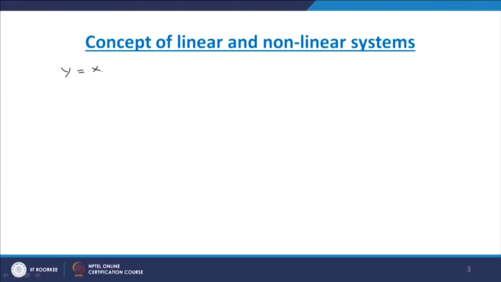Sometimes we say that y equal to x or y equal to mx. So, this particular system is called a linear system, but when we are saying y equal to x square, this is a nonlinear system. So, why are we saying this is linear or nonlinear?